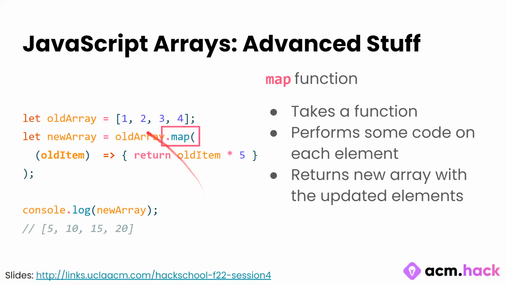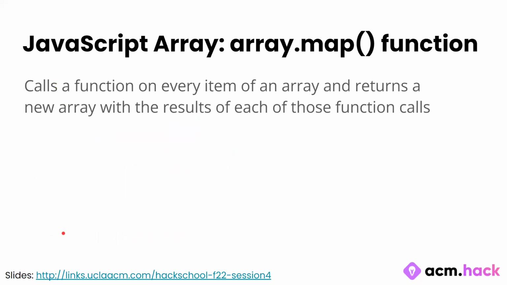And then the second iteration, it does 2. 2 multiplied by 5 is 10. And whatever it returns, it puts into the new array, which is 10, which is why we see a 10 here. And so on and so forth. So it's basically very similar to what we just did with the for loop, but it's a new and cleaner way of doing it.